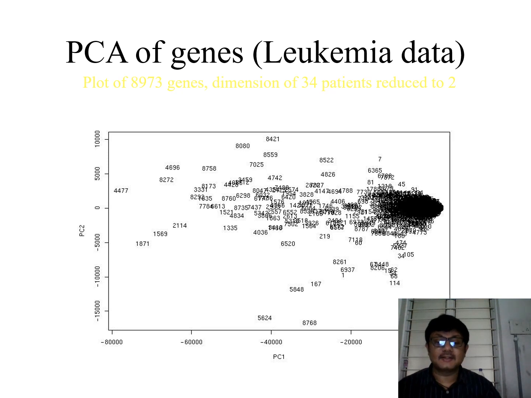Here we can see the PCA of genes, how they are arranged. Here we can observe the plot of 8973 genes. We have taken the dimension of 34 patients reduced to 2. See how they are distributed.